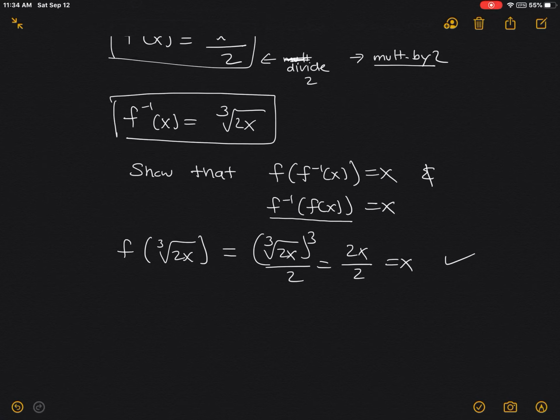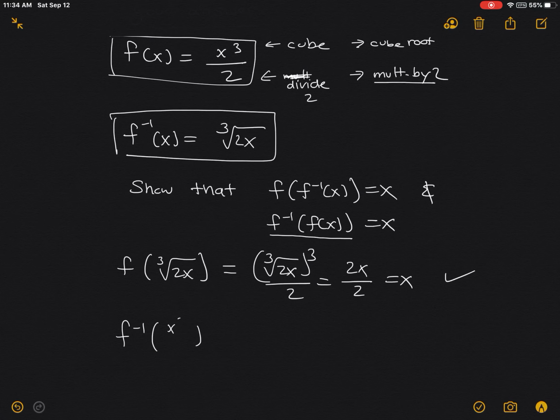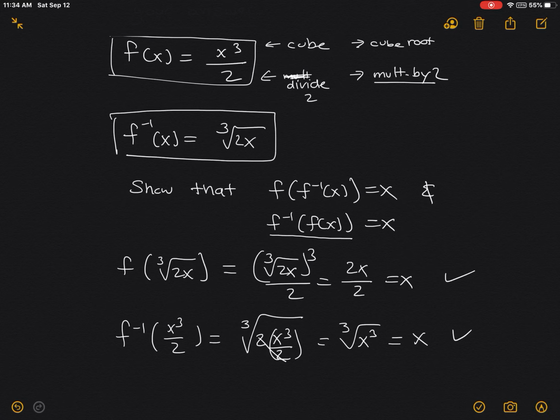We also need to verify that f inverse of f of x equals x. So f inverse of f of x, well, f of x is just x cubed over 2. And I plug it into the inverse function, the cube root of 2 times x cubed over 2. Well, these 2's are going to cancel out. The cube root of x cubed is just x. Okay, so both of these conditions are met. Therefore, they are inverses of each other.